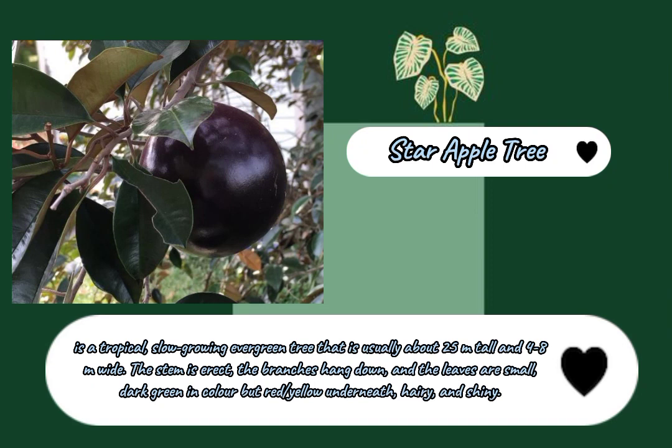Star apple tree is a tropical, slow-growing evergreen tree that is usually about 25 meters tall and 4 to 8 meters wide. The stem is erect, the branches hang down, and the leaves are small, dark green in color but red or yellow underneath, hairy and shiny.